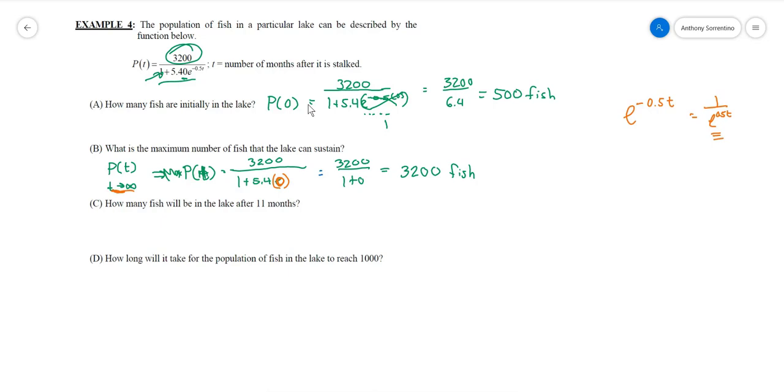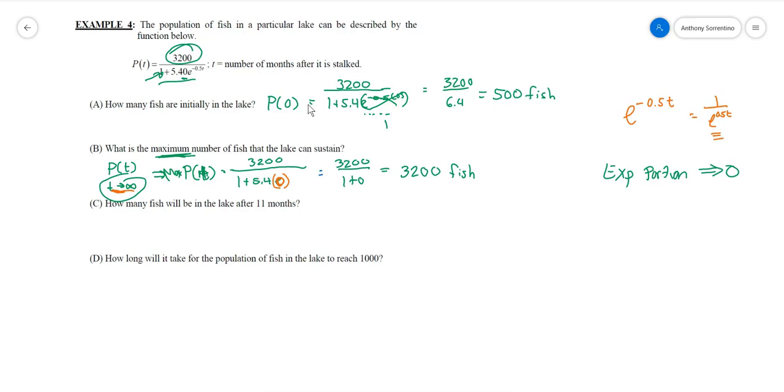The other thing you have to remember is if I'm looking for the maximum number, that means t is going to infinity, and the exponential portion will be approaching 0. So I want to take the exponential portion and replace it with a 0. So 5.4 times 0 would be 0, and 1 plus that would be 1. So it works out in that way.